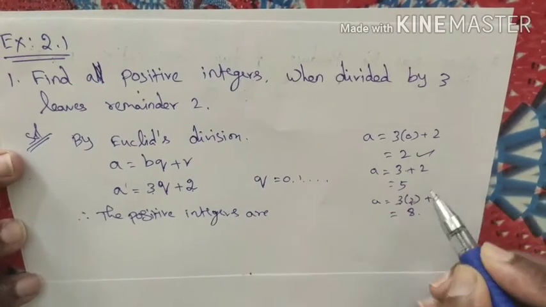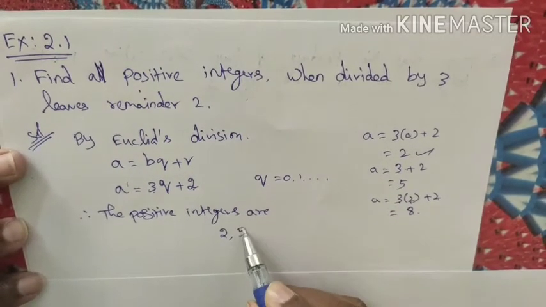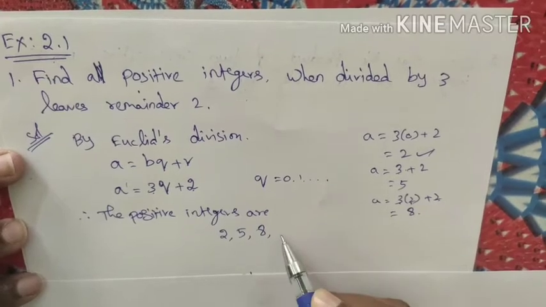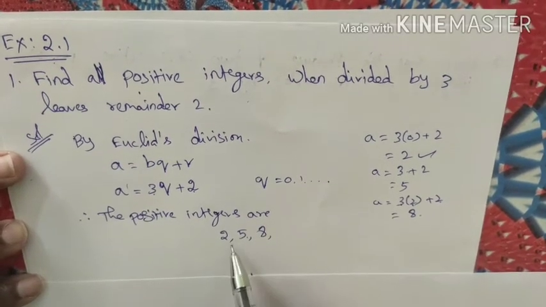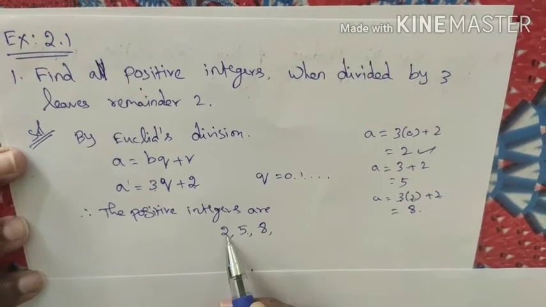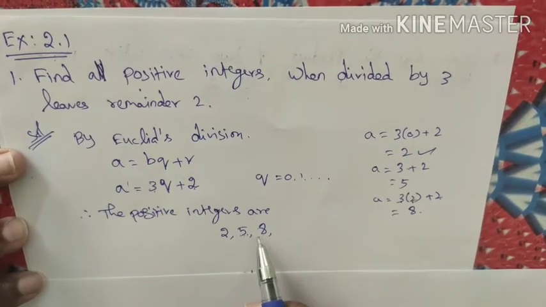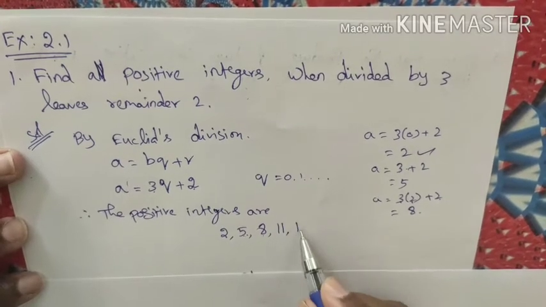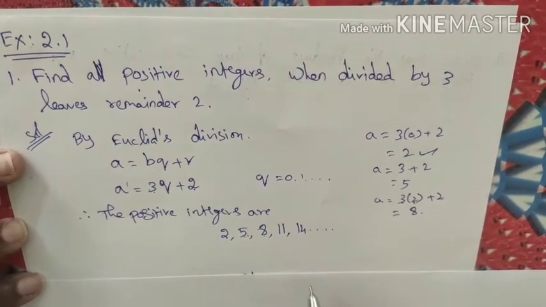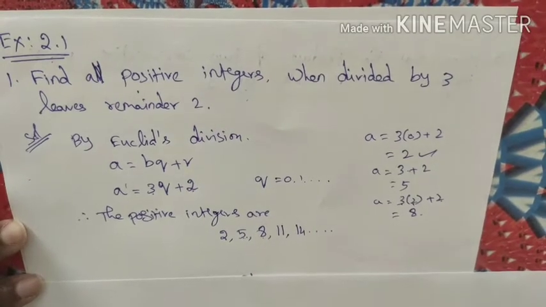Therefore the positive integers are: first one is 2, second one is 5, third one is 8. And then see the difference between them. From 2 to 5 the difference is 3, and 5 to 8 is 3, and the next numbers will differ by 3: 11, and then 14. It must go on. Those are the positive integers.